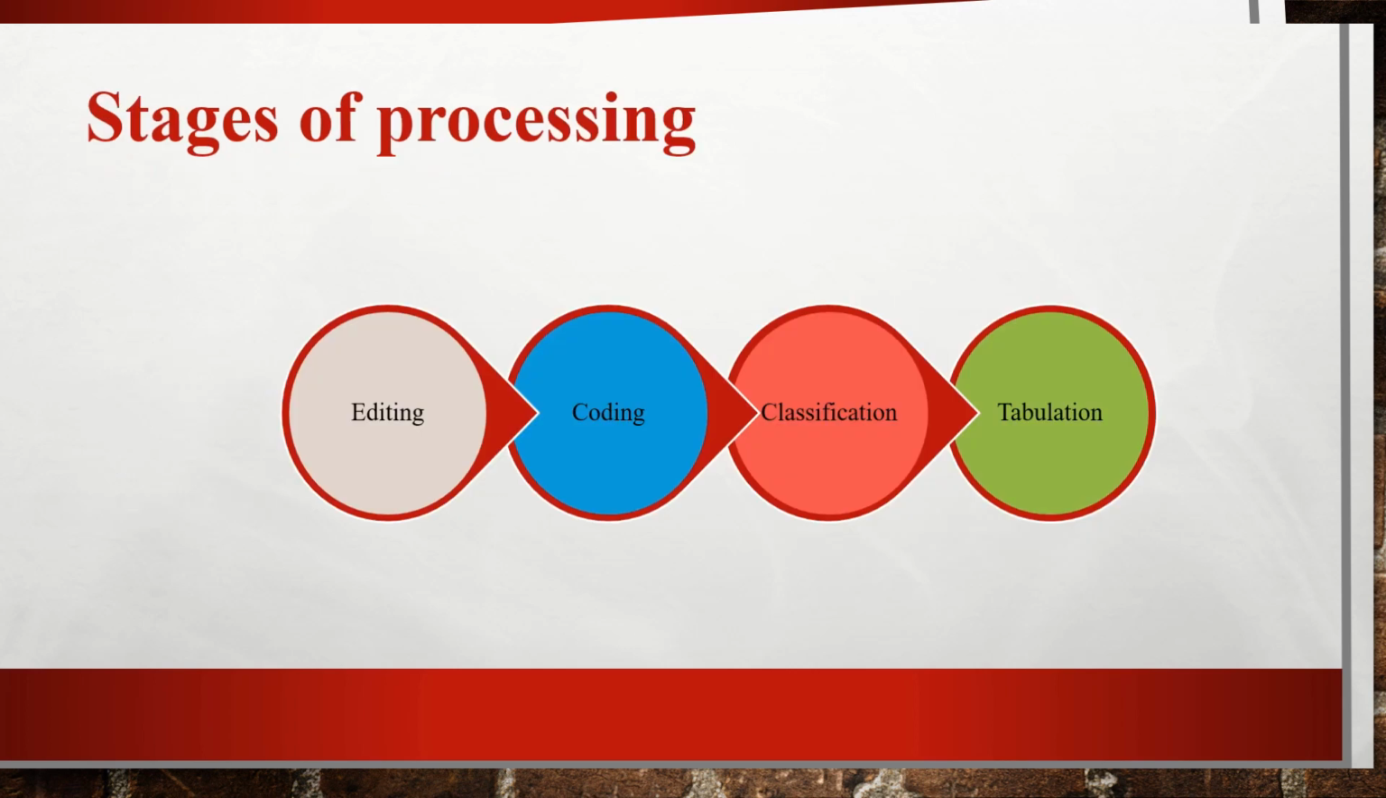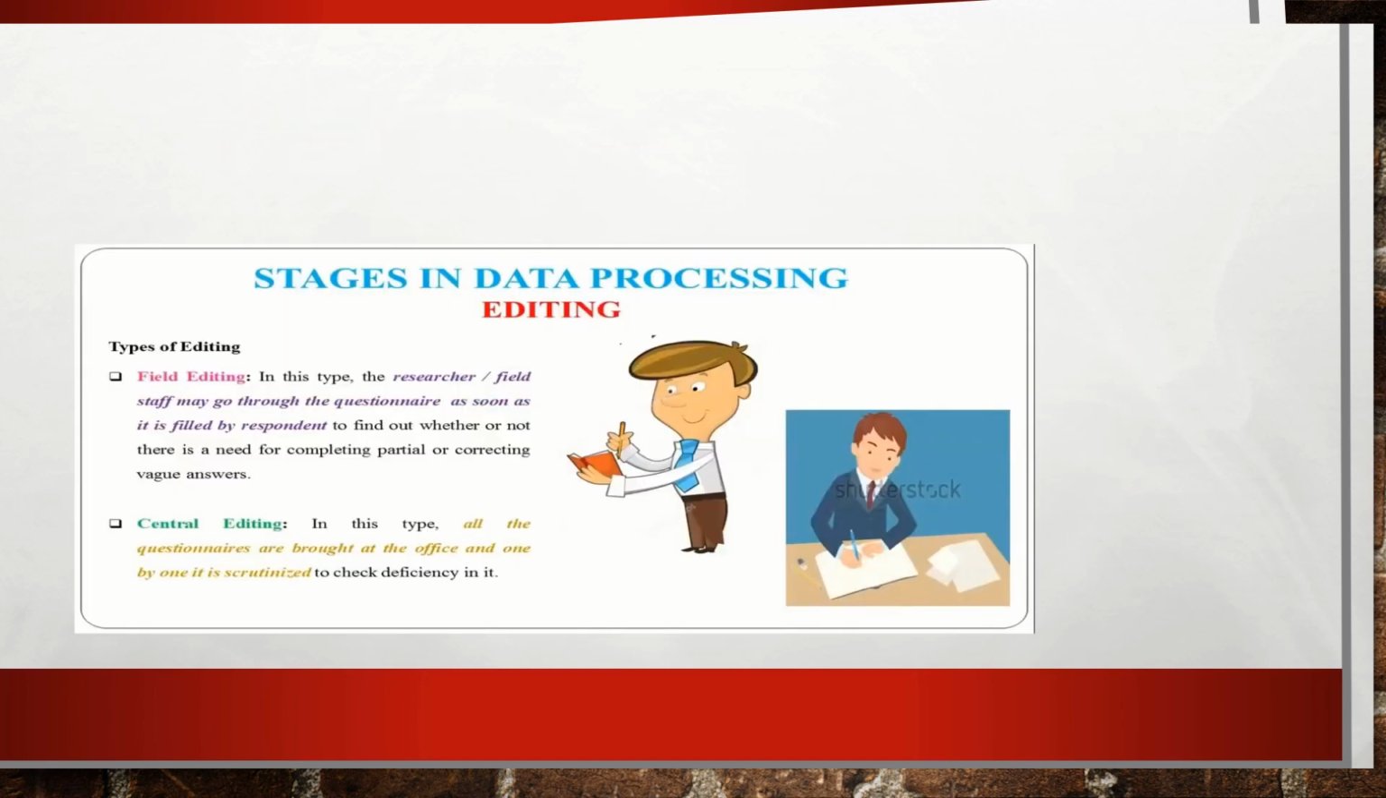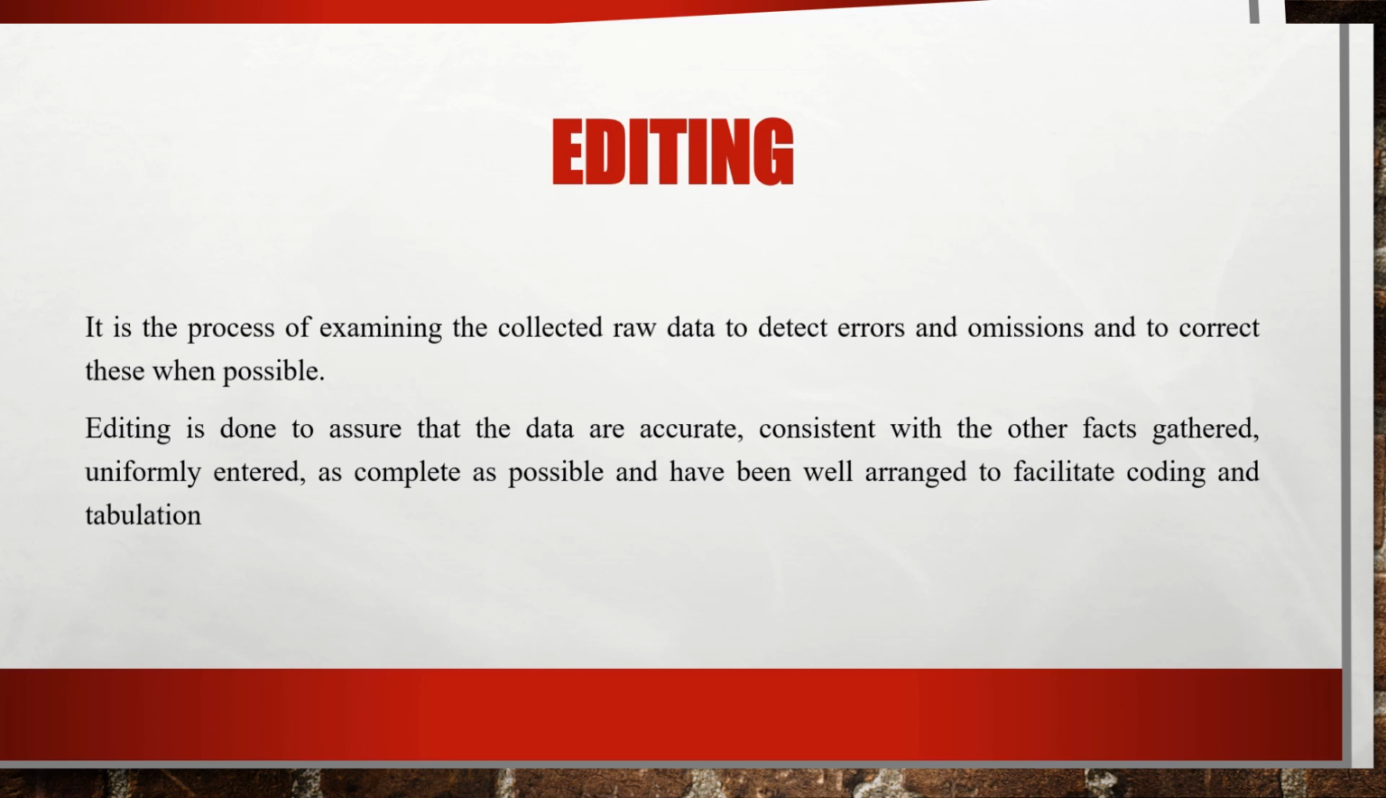First of all, it is editing. After editing, there should be coding, classification and tabulation. Editing means making changes in the data collected. That is, the raw data collected have to be checked to find out if there are any errors or omissions, and we have to correct them as early as possible. It ensures the accuracy of the data and its consistency with the other facts gathered.